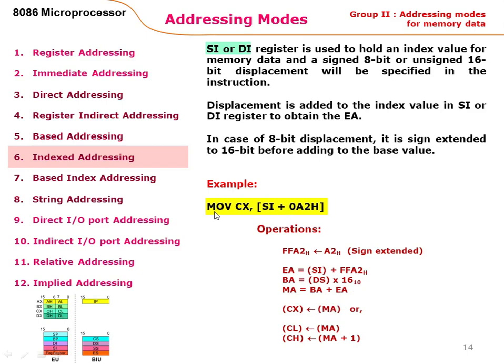When we execute this instruction, the value stored at the memory location is copied into the CX register. When we are operating on 8-bit memory, the value stored at the memory address is copied into the lower byte of the CX register, that is CL, and the next memory address location's value is copied into CH, that is the higher byte of the CX register.